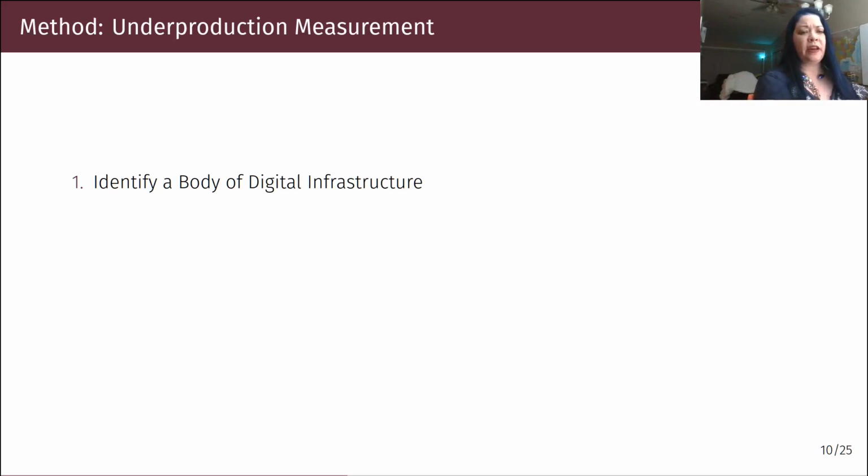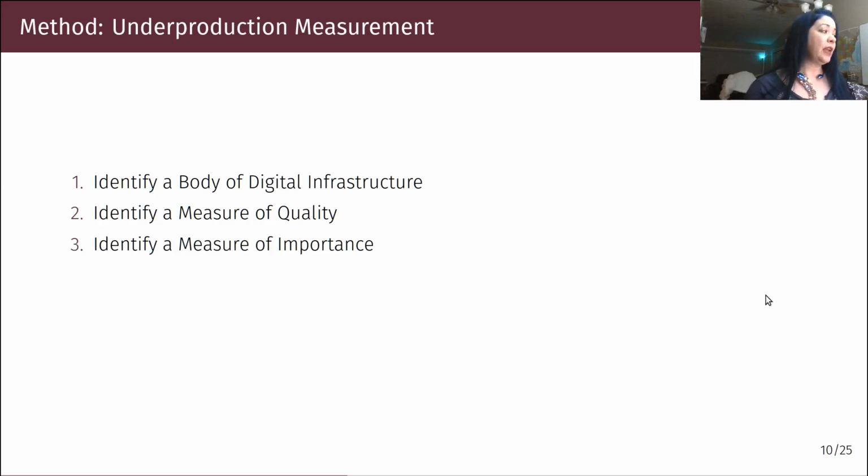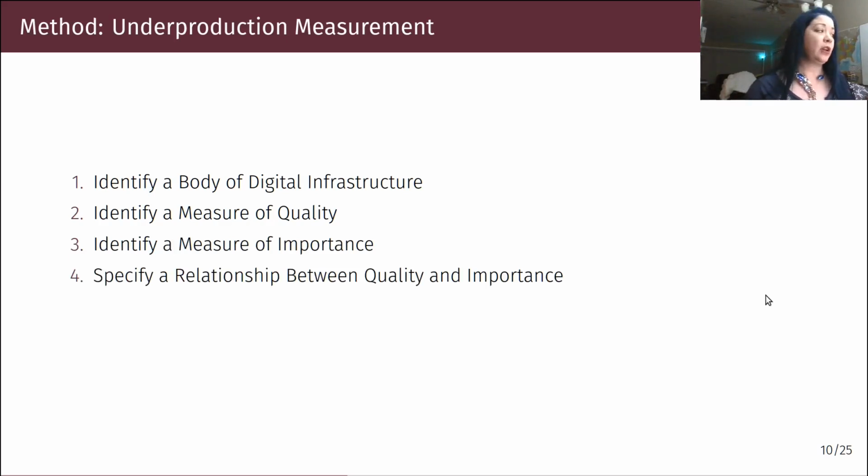We developed a 5-part approach for identifying underproduction. I'm going to walk you through the steps and then describe an implementation of this general method to a specific case. So, step 1, identify a body of digital infrastructure that you can compare. Step 2, identify a measure of quality that you think reflects something important about the software. Step 3, identify a measure of importance that you think is significant in your context.